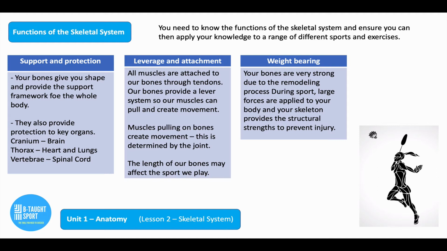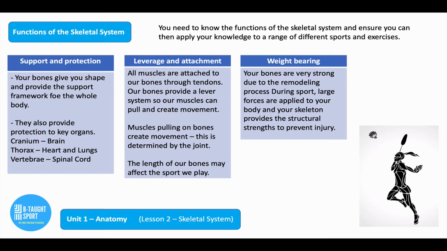Another function is leverage and attachment. All muscles are attached to our bones through tendons. Don't forget, muscle to bone is tendons, bone to bone is ligaments. Our bones provide a lever system so our muscles can pull and create movement. Muscles pull onto bones to create movement, which is determined by the joint. And as we know, the length of our bones may affect the sport we may play.